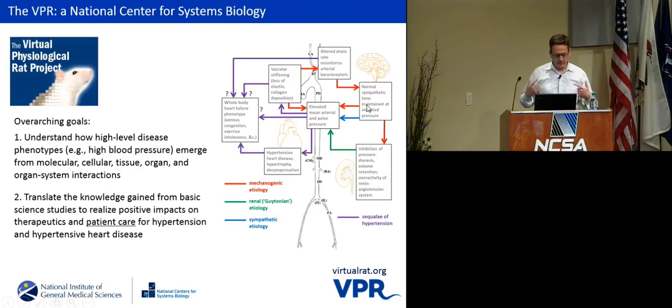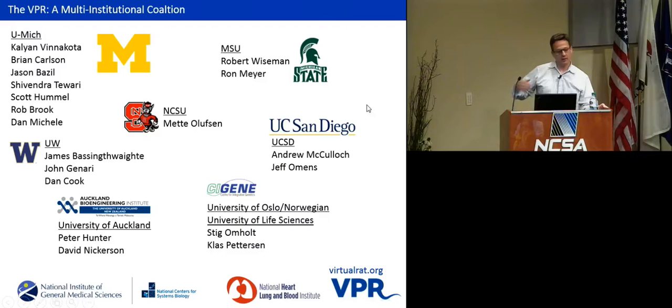This is a systems picture where I'm showing an integrative system at a given level. I'm going to talk about trying to go across different scales and different levels. I want to point out from the very beginning that the VPR, the virtual rat, is a big program. It's a multi-institutional, multi-laboratory, collaborative research network. There are a lot of folks, and I'm not going to name everybody, who have contributed to this.